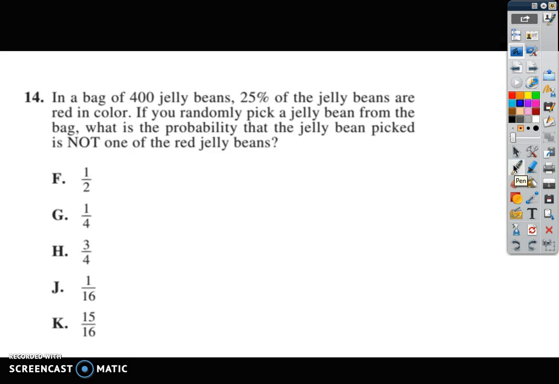Okay, 14. You have 400 jelly beans, 25% are red. It wants to know the probability that if you choose one, it's not red. So if 25% is red, that means that 75% is not red. And let's think about that in terms of a fraction. 25%, think quarters. That's 1/4. So 75% would be 3/4. So you have a 3/4 chance of not getting a red. You don't even really have to do much math with that as long as you understand your numbers and your percentages.